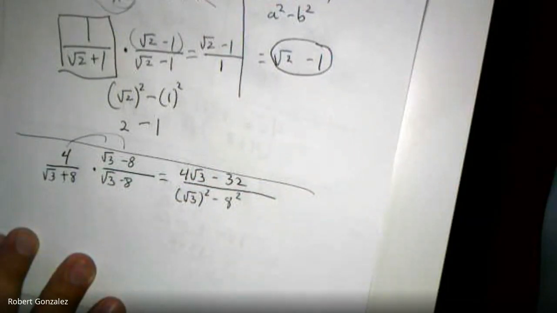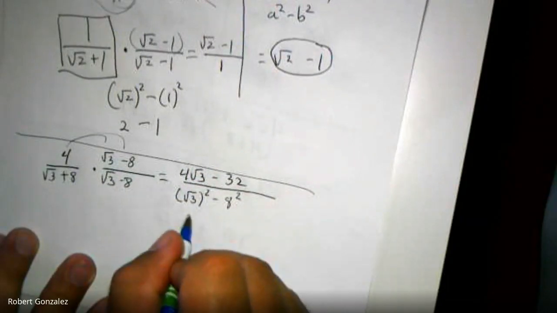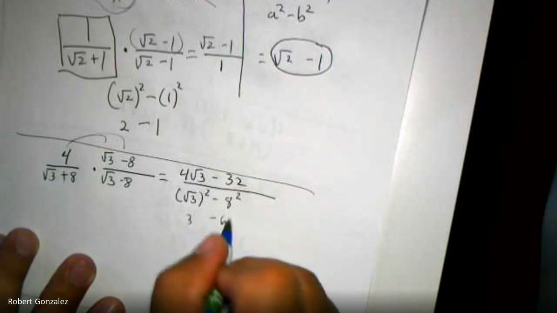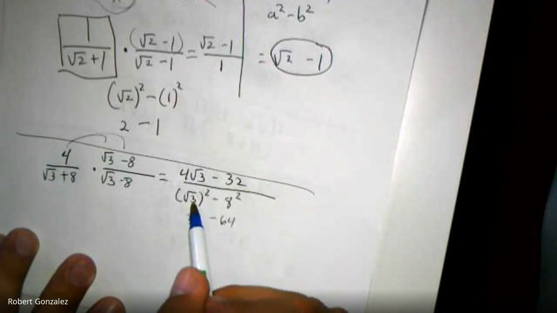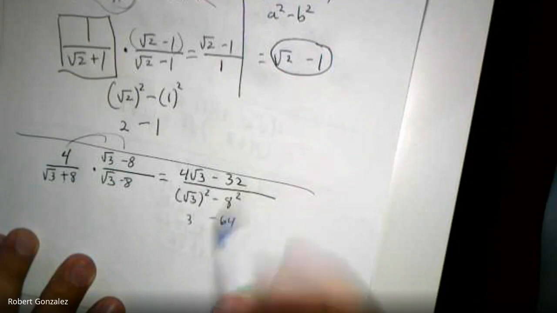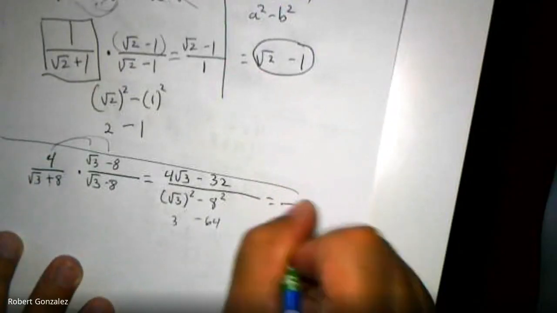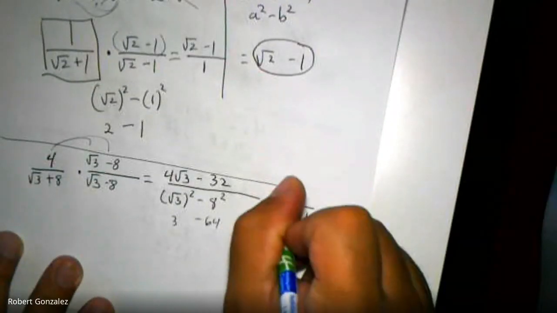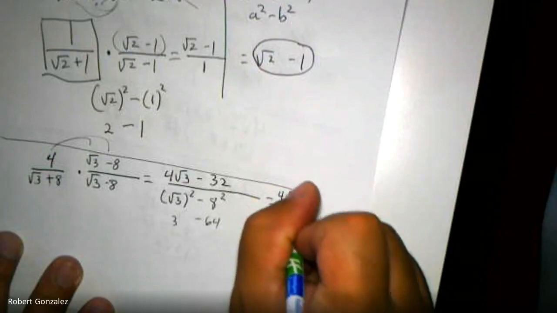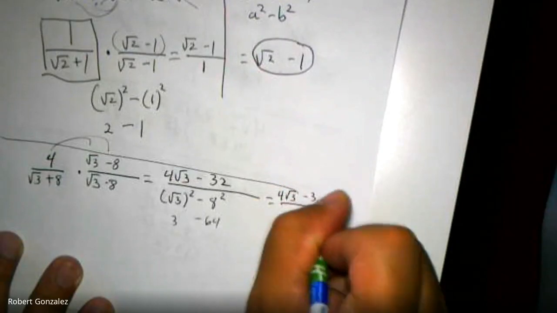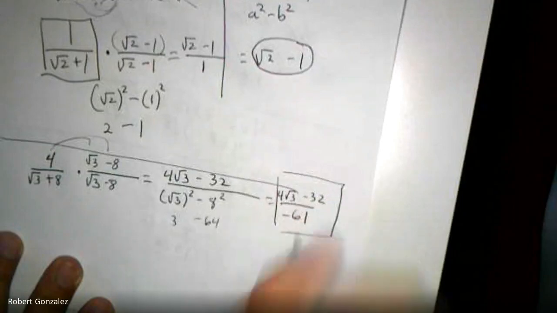Now let's simplify the bottom. This is 3. This is 64. 3 minus 64 is negative 61. I don't see any way that we can simplify it further. This is your answer.